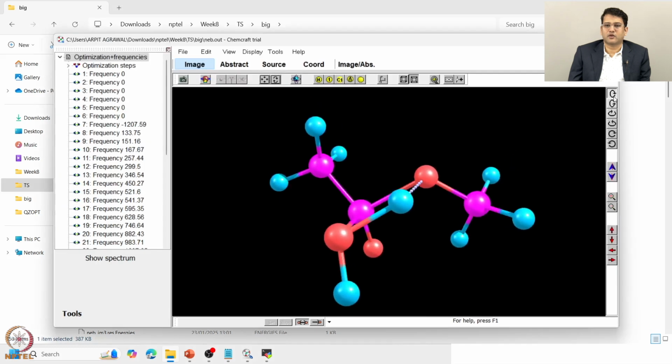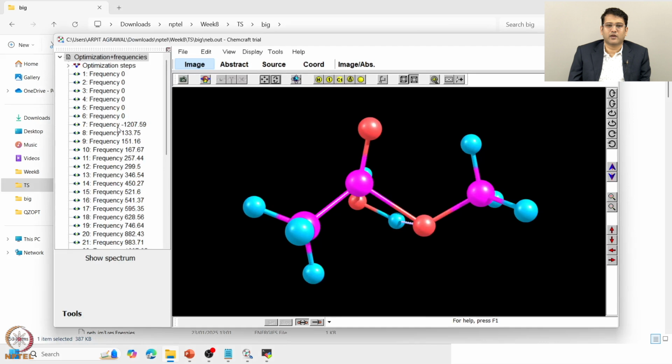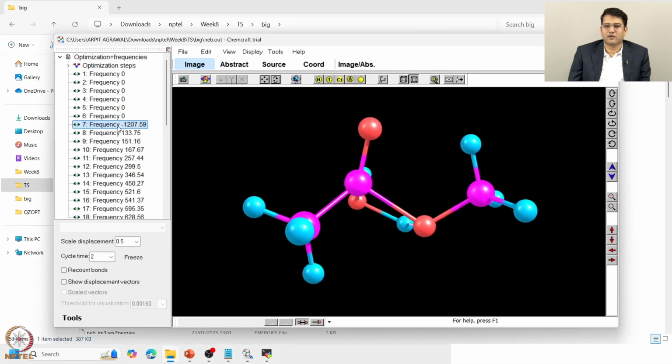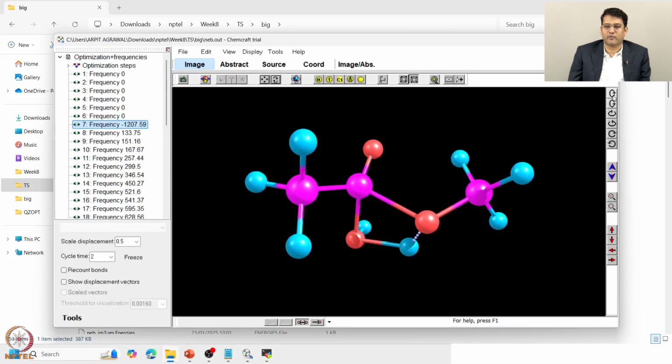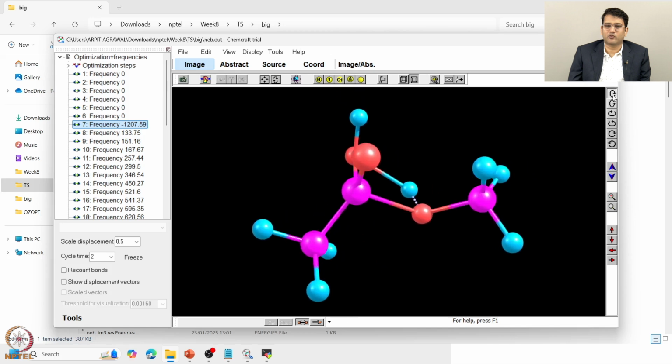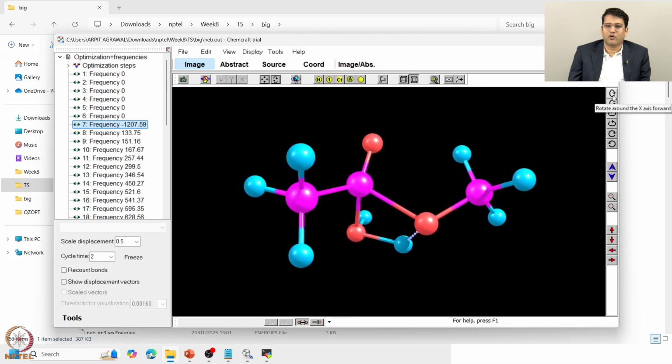So this is what the transition state looks like, and if I look at the imaginary frequency, you can see what's happening. This water molecule is sandwiched between the carbonyl oxygen and this methoxy group, and one of the hydrogens is going to the methoxy group, and this one is actually linked with the carbonyl oxygen. So this looks like a correct transition state to me. Of course, you can do an IRC calculation, which I will skip here.